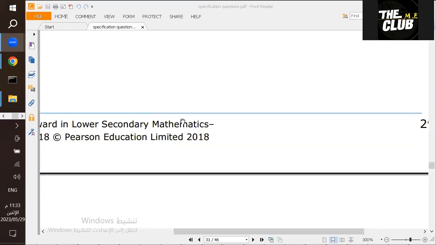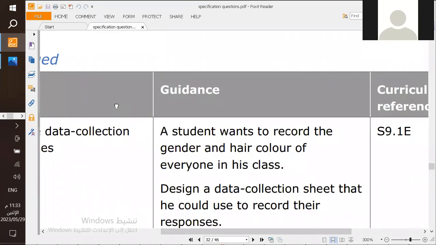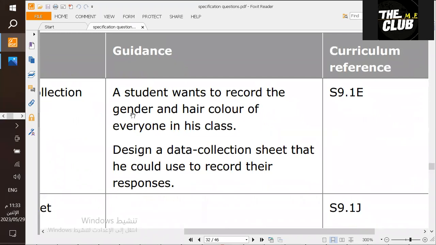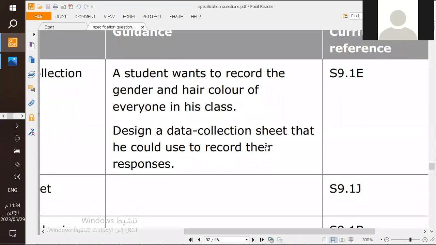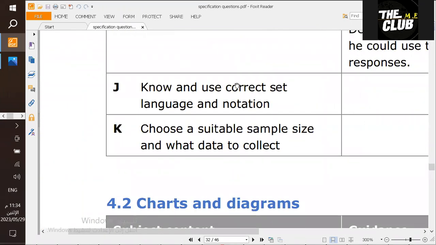Okay, we still have 5 minutes. Let's see if we can pick the question. A student wants to record the gender and hair color of everyone in his class. Design a data collection sheet that he could use to record this response. These questions, I didn't see them before in the IGs. They will give you tables, you're gonna fill them, okay? But they already have numbers, so you're gonna fill the numbers, that's it. This data collection thing is not useful.